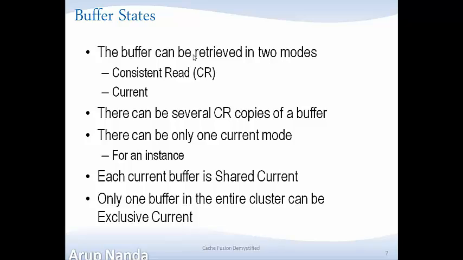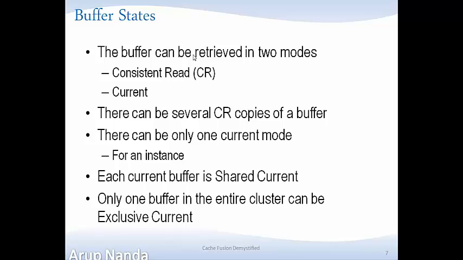There can be several CR copies of a buffer, and you will see why there are several copies of the buffer. But there can be only one current mode for an instance. And why is that? Again, you will see why that is the case. Each current buffer is called shared current. When it's a shared current, that means if you find another buffer in a current mode in any other instance, it will also be in shared current, and that content will be identical to this instance.